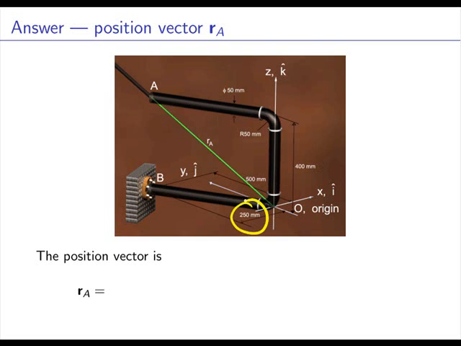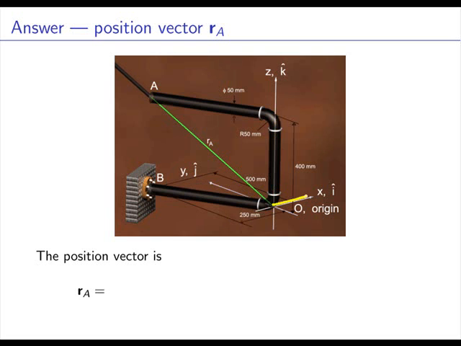This dimension tells us that to get from the origin to A, we must go 250 millimeters in the negative x direction. We must also go 500 millimeters in the positive y direction and 400 millimeters in the positive z direction.